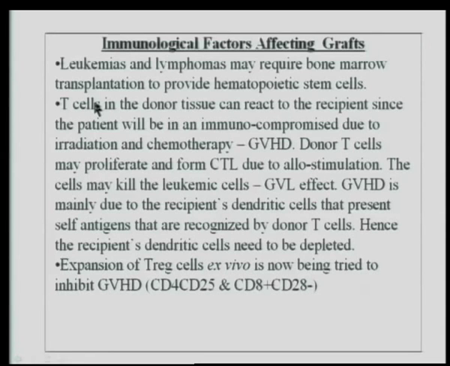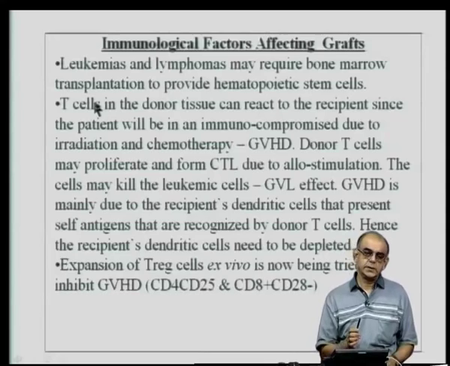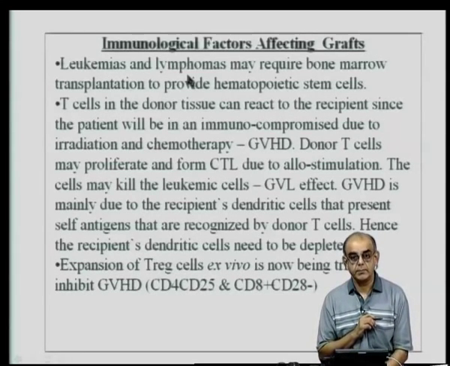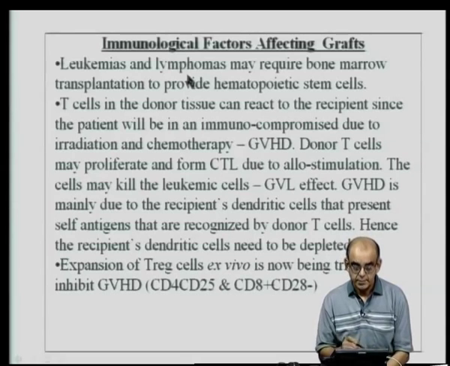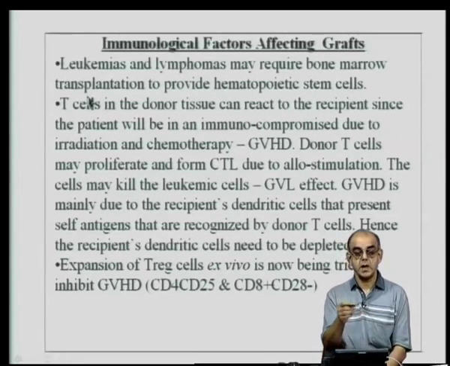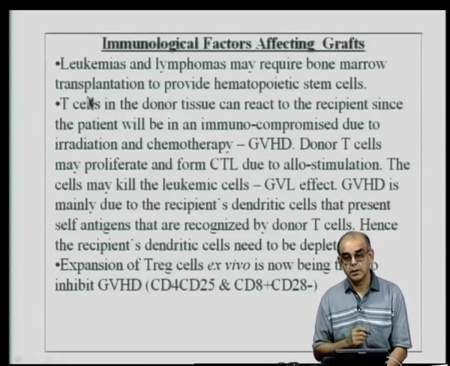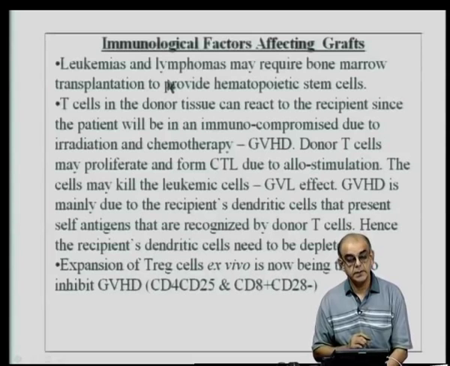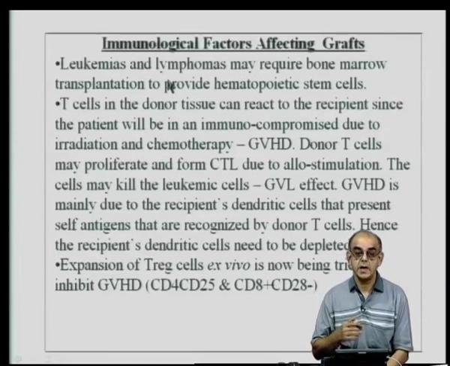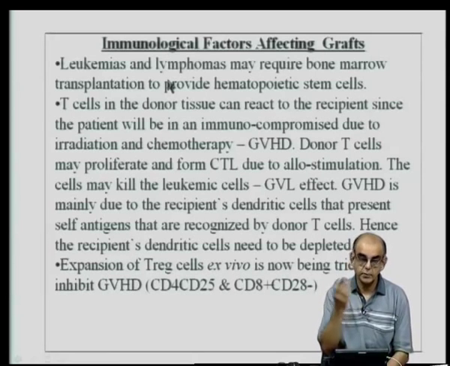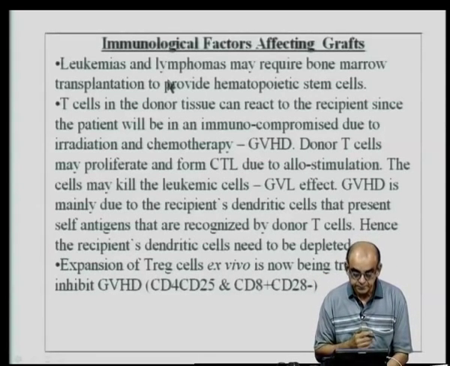Now, another important feature to be considered is that leukemias and lymphomas, which are blood cancers, require bone marrow transplantation. This is how they try to combat leukemias and lymphomas, because they are highly proliferative lymphoid cells. Of course, there are different kinds of leukemias.